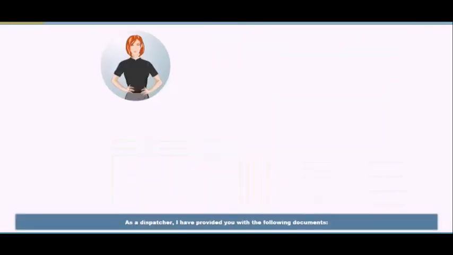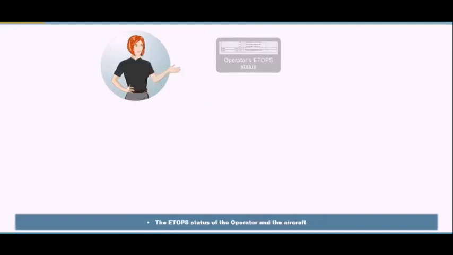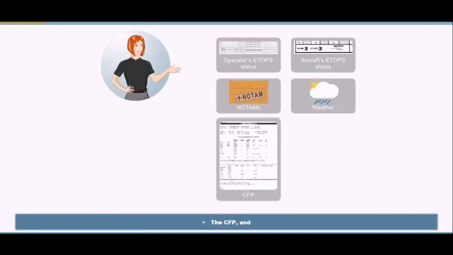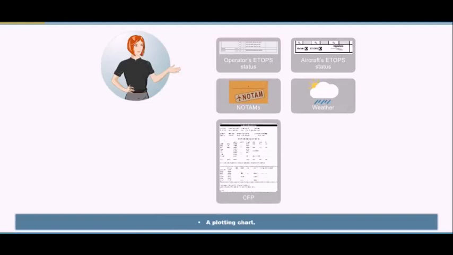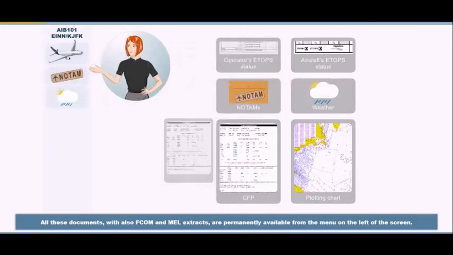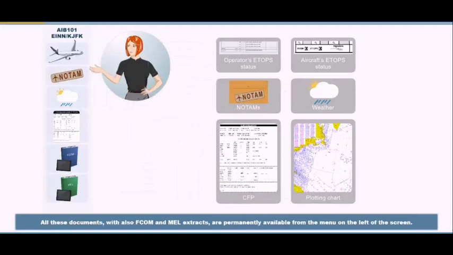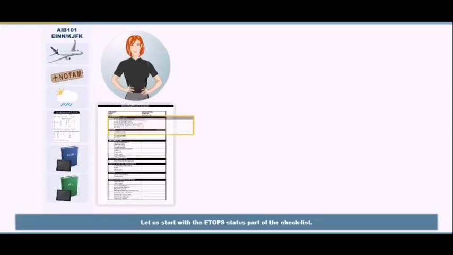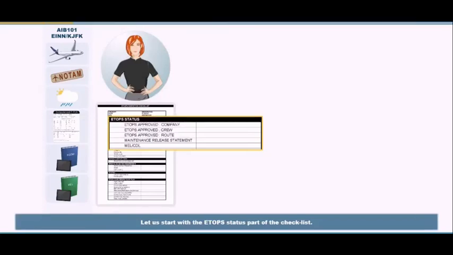As a dispatcher, I have provided you with the following documents: The ETOPS status of the operator and the aircraft, NOTAMs, weather data, the CFP, and a plotting chart. All these documents, with also FCOM and MEL extracts, are permanently available from the menu on the left of the screen. Let us start with the ETOPS status part of the checklist.